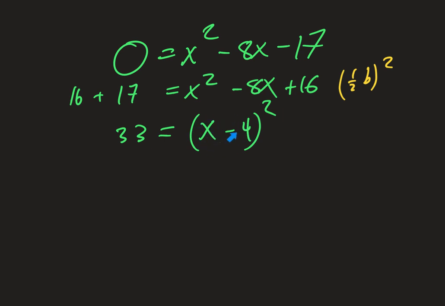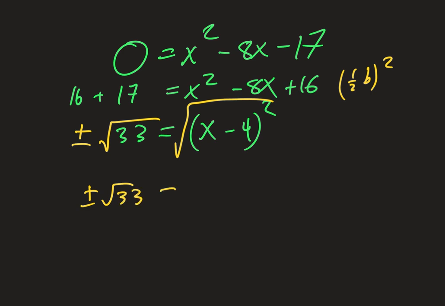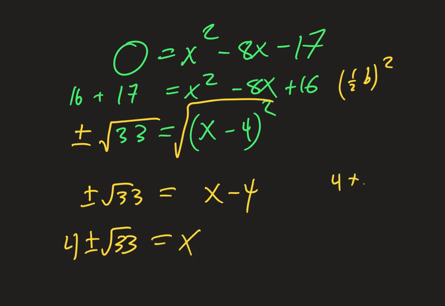Then I want to solve for x. Well, how do I do that? I got to get rid of the square. How do I get rid of square? It's square root. But whenever I take the square root of something squared, on the other side it'll be plus or minus. So I'll have plus or minus the square root of 33 equals x minus 4. Then to solve for x, I add 4 to both sides. 4 plus or minus the square root of 33 equals x. Those are my two answers. 4 plus the square root of 33, 4 minus the square root of 33.